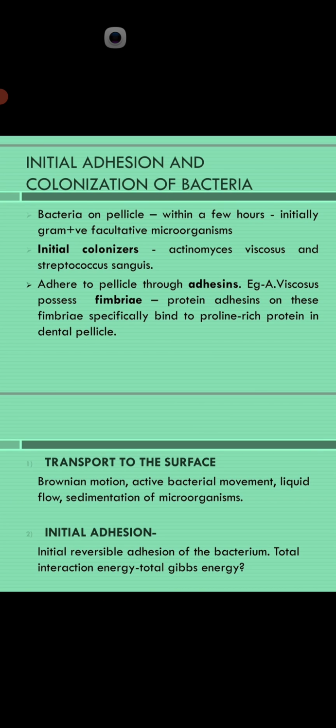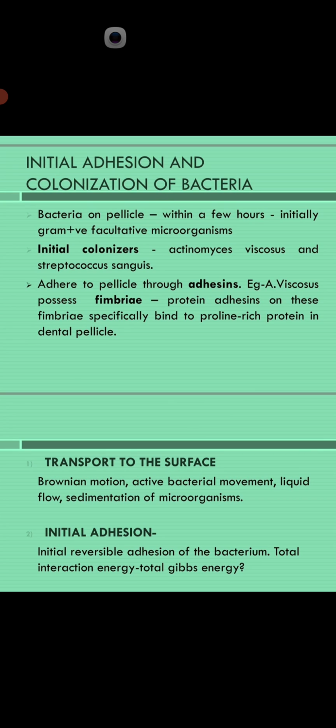Now in initial adhesion and colonization of bacteria, there are 5 steps. First is the transport to the tooth surface. Bacteria will be transported to the tooth surface by which type of motion? Brownian motion. We already studied Brownian motion in inflammation, where the neutrophil moves by Brownian motion, like in a round circle motion. Next is the active bacterial movement. Third is the liquid flow. And next is the sedimentation of microorganisms. This is the transport method: Brownian motion, active bacterial movement, liquid flow, and sedimentation of microorganisms.